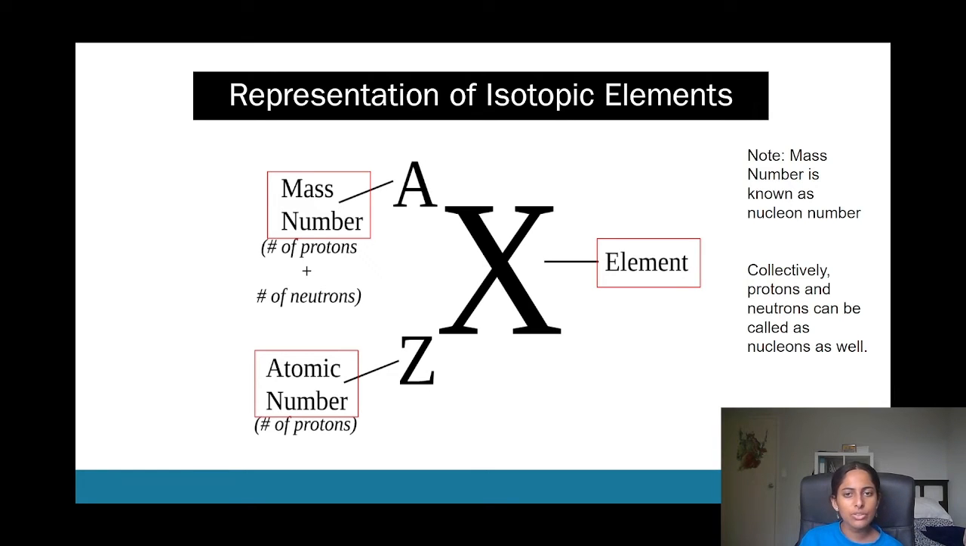In order to represent isotopes, this is how we kind of, I guess, like do it in terms of chemistry. We have the symbolic representation, so the symbol, as well as your mass number and your atomic number. Mass number is protons and neutrons, the numbers of it, and then atomic number is only how many protons you have. So you do mass number at the top and an atomic number at the bottom.